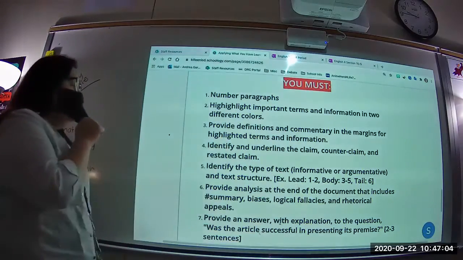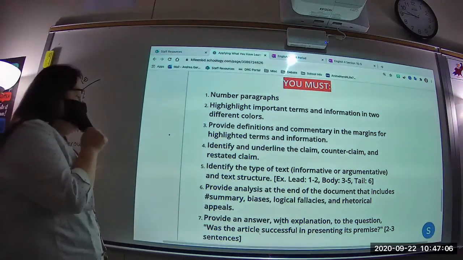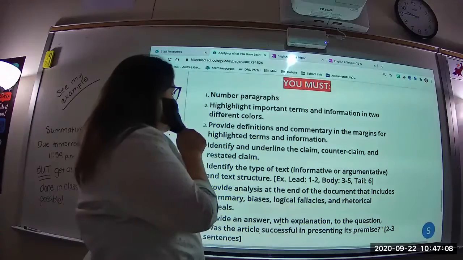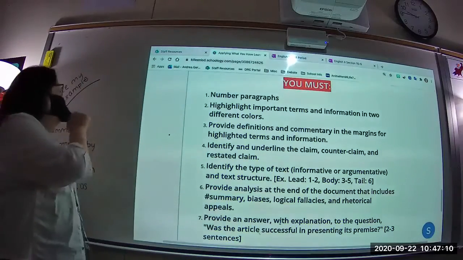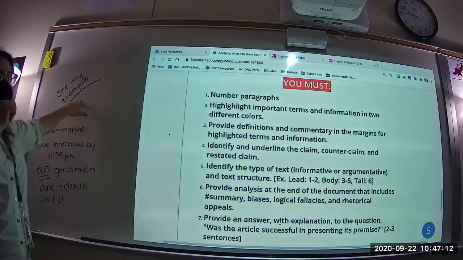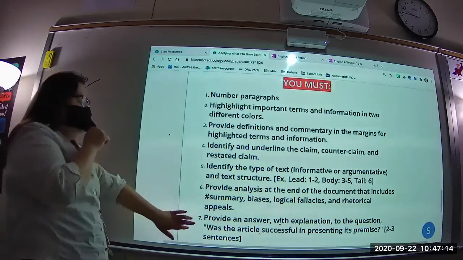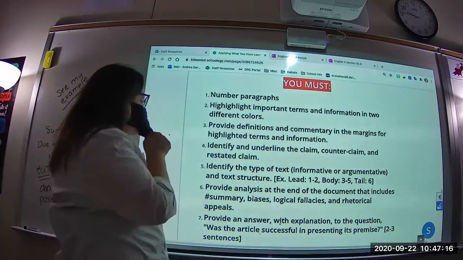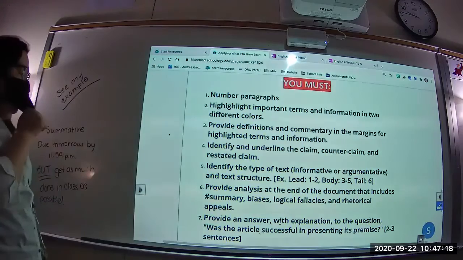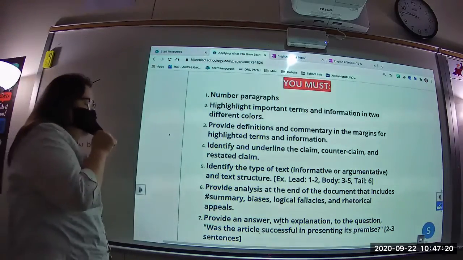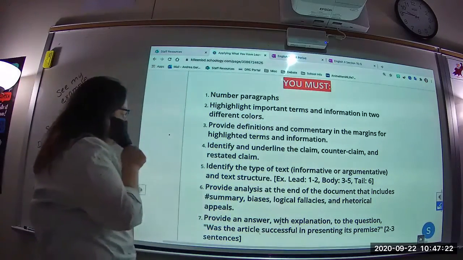Provide an analysis at the end of the document that includes a hashtag summary, biases, logical fallacies, and rhetorical appeals. Take a look at my example so you can see how to set that up. And then you do need to provide me a short 1 to 2 sentence explanation answering the question, was the article successful in presenting its premise?